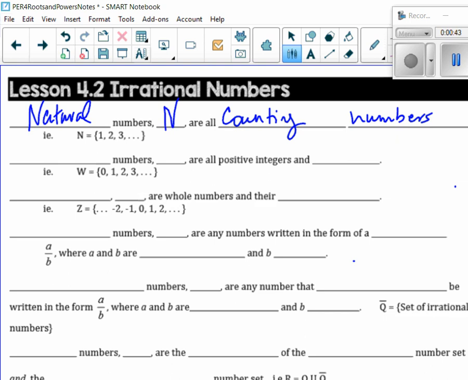Okay, so the next one is whole numbers. W are all positive integers and 0. So that would be all the counting numbers and 0.